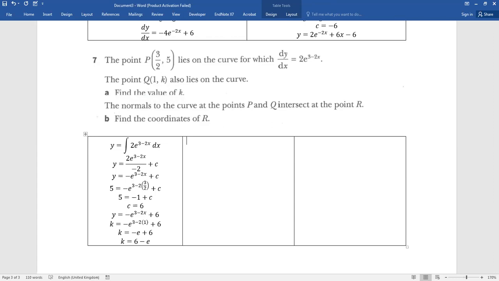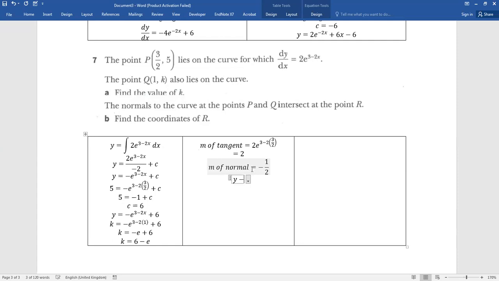How do I get the equation of a straight line? I need two things. I need a point and I need the gradient. So I can find the m of tangent at P. How do I find the m of tangent at P? If I plug in the value in dy by dx, e to the power 3 minus 2 into 3 over 2. So the gradient of tangent at P is 2. So what will be the gradient of normal at P? Negative half.